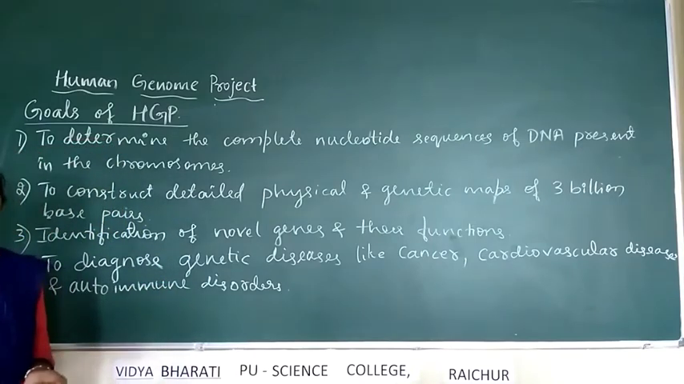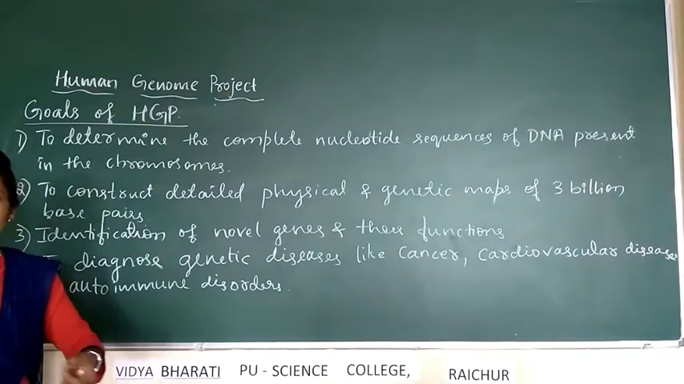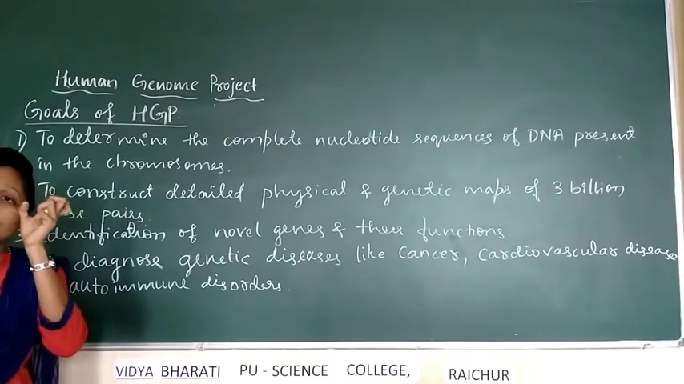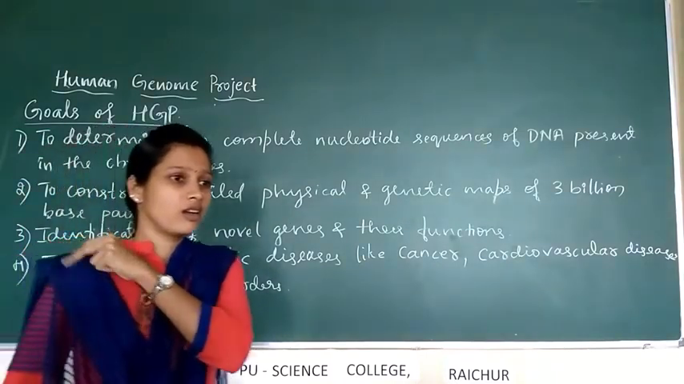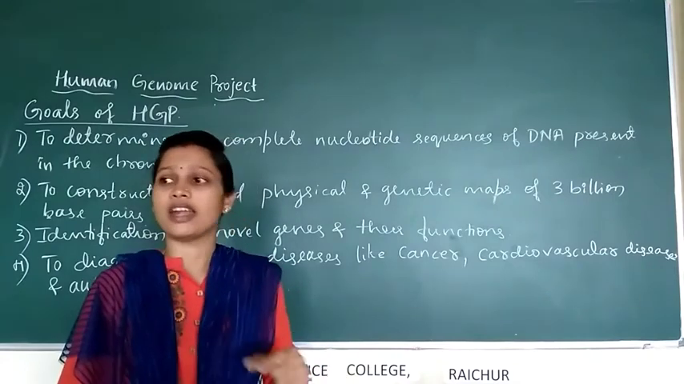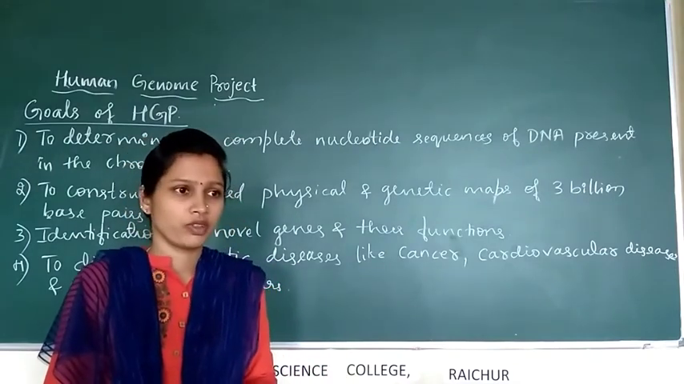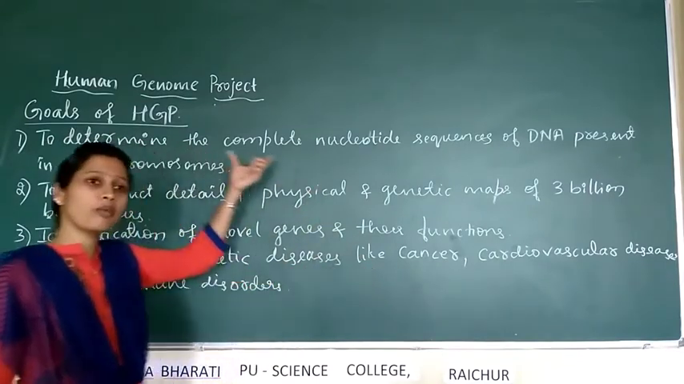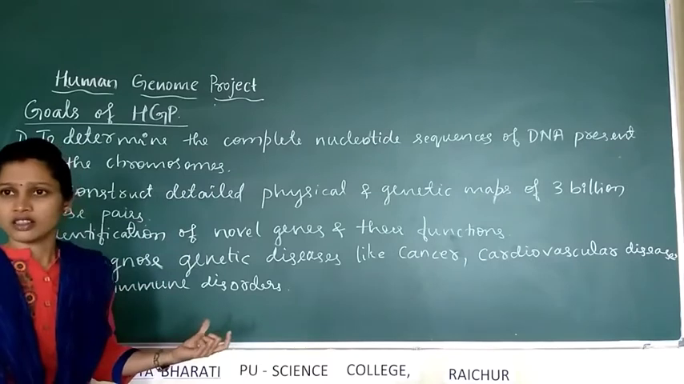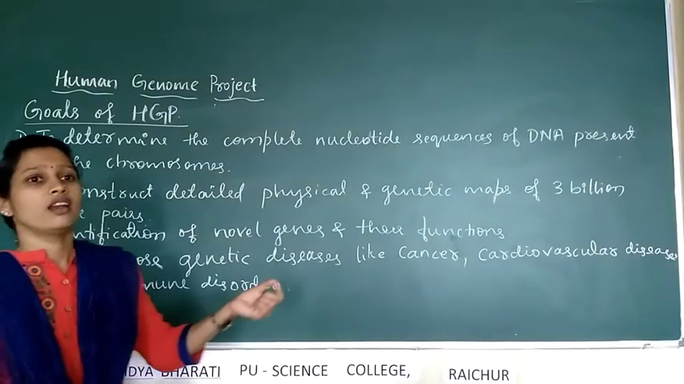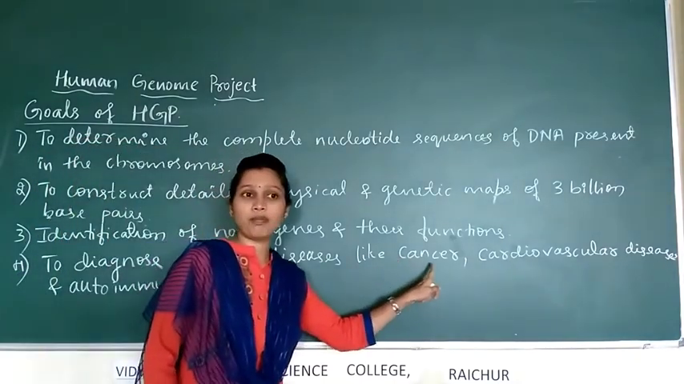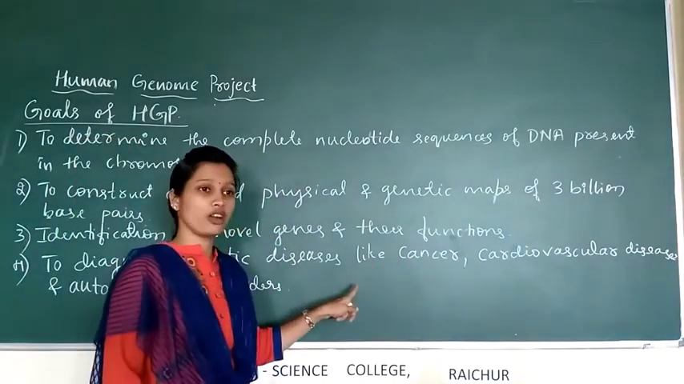By using various tests, laboratory diagnosis, which includes tests of blood samples, urine samples, x-rays, scanning, then histopathological studies. By using various techniques, one can diagnose, means find out, the genetic diseases. If we study each and every gene, then we can identify the development of these genetic disorders, right?